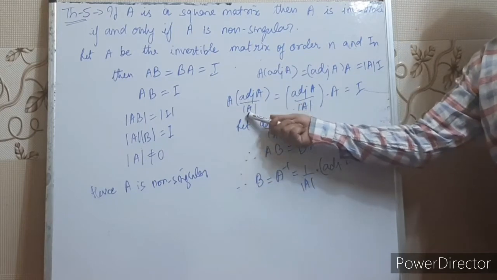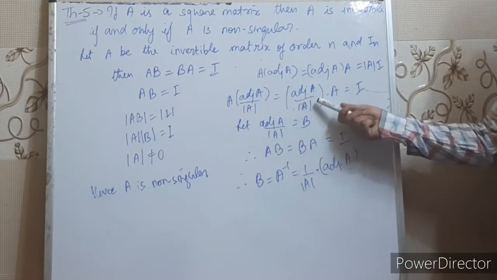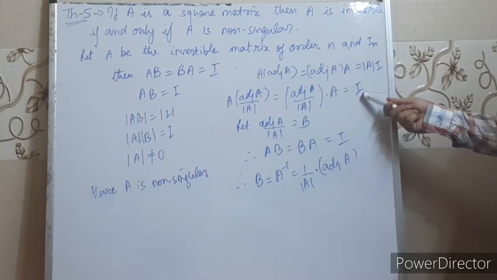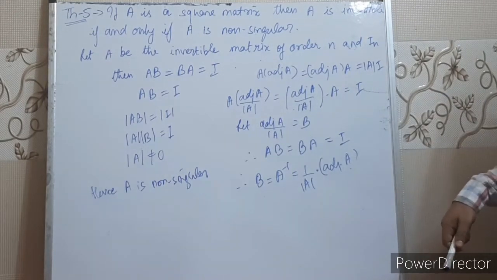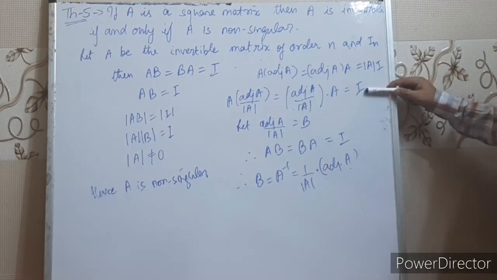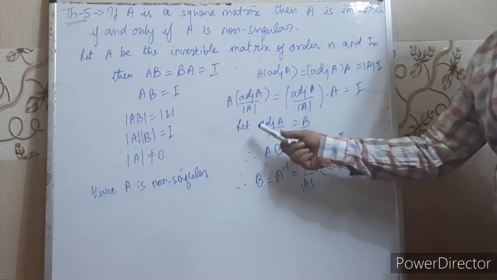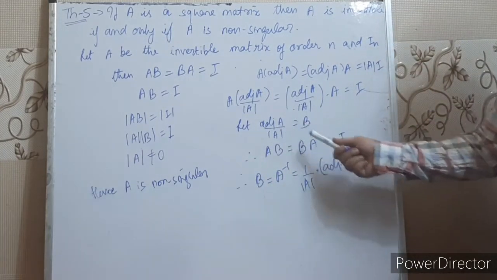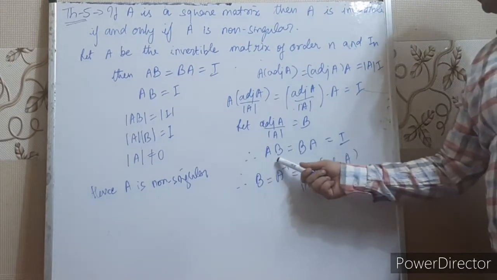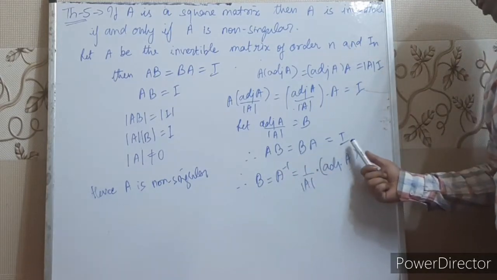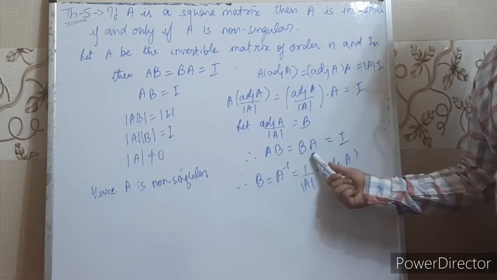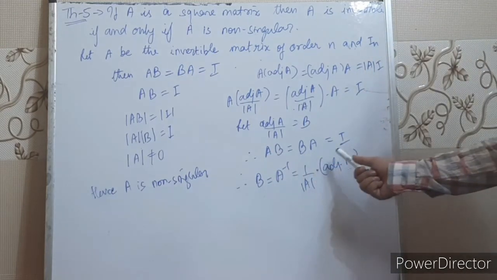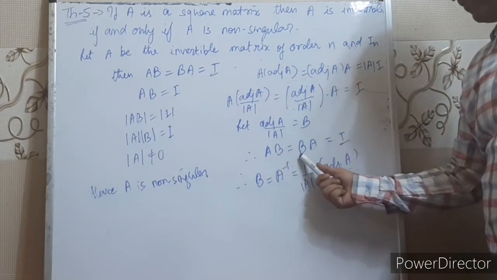A into adjoint A upon determinant of A, and adjoint A upon determinant of A into A equals I, the identity matrix. Right, children? If we assume that adjoint A upon determinant of A has value B, any matrix B, then what is written here? AB equals BA equals I. This is only possible when B is the inverse of A.